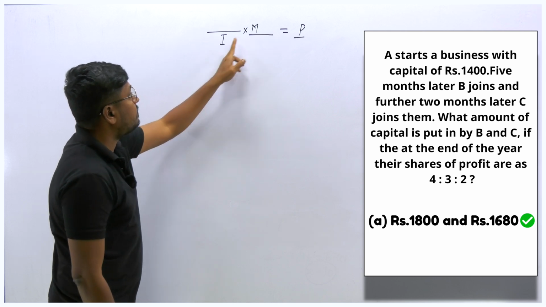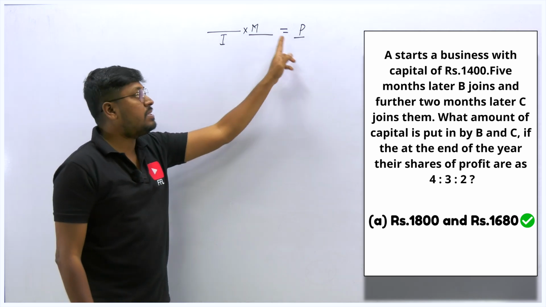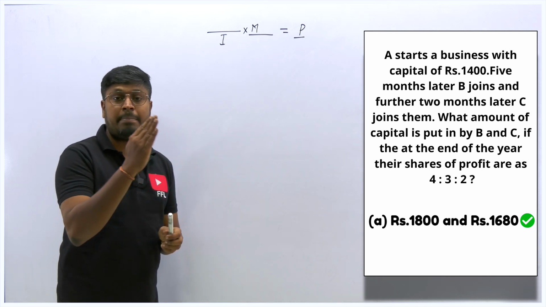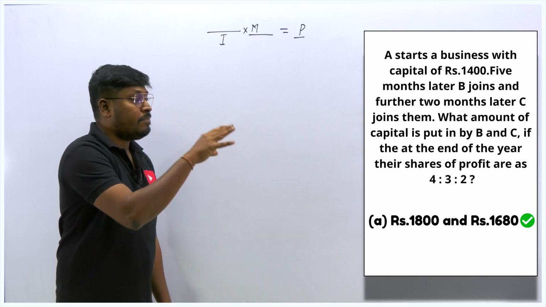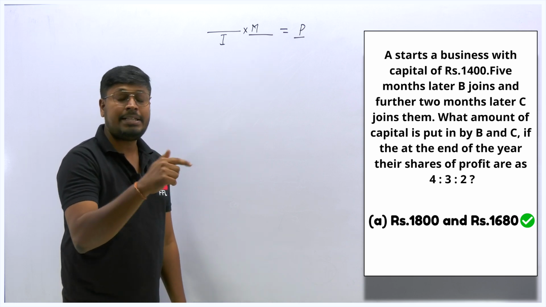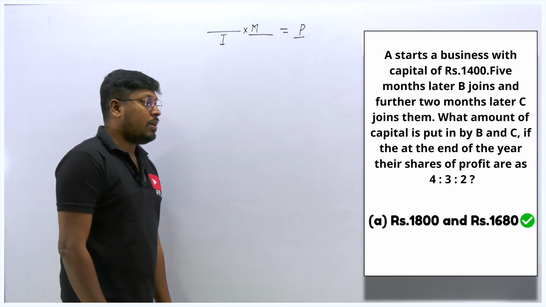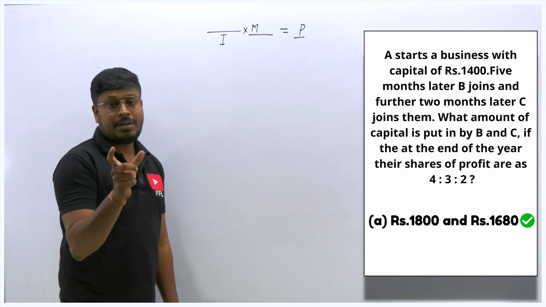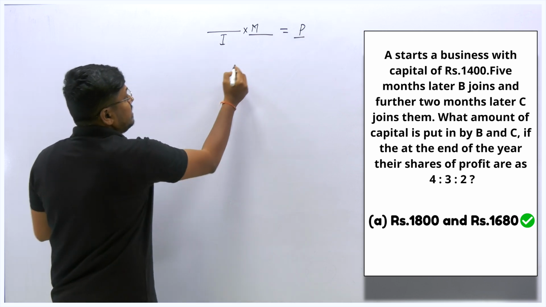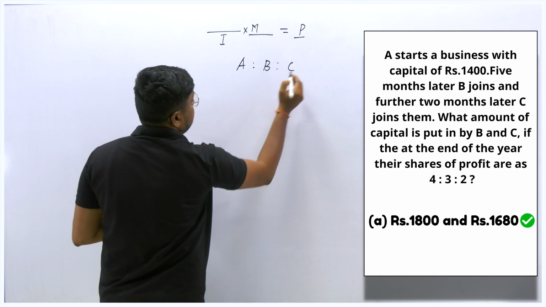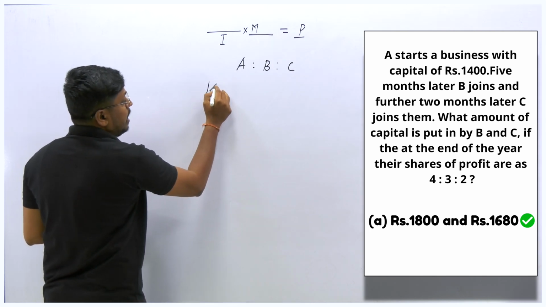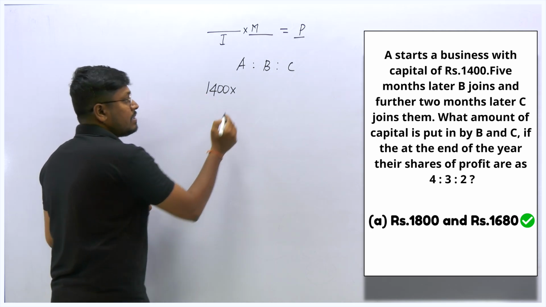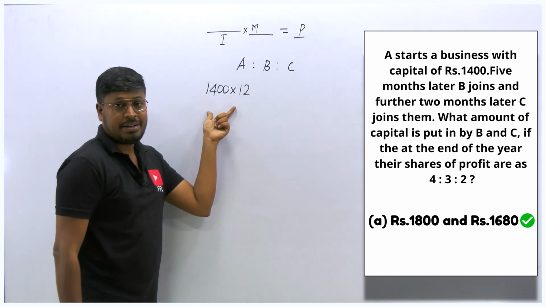So the person's investment, times how many months he is in the business, is equal to the profit of the person, right? Now according to the question, A started a business with a capital of 1400, and B joined 5 months later, and further 2 months later the person C joined. The total business runs for 1 year. Let's assume A, B and C are 3 persons in a business. First, A started the business with 1400, and he was in the business from the start till the end, so for the complete 12 months.